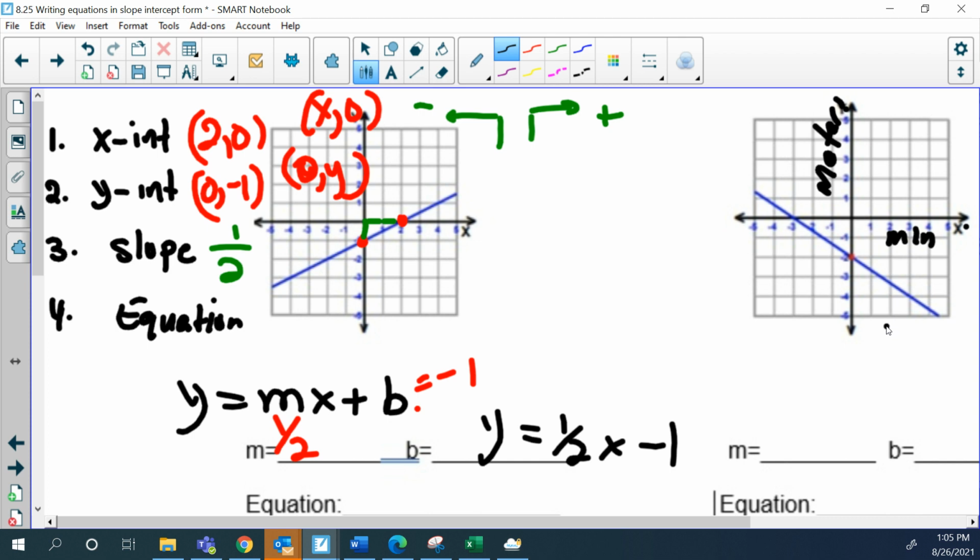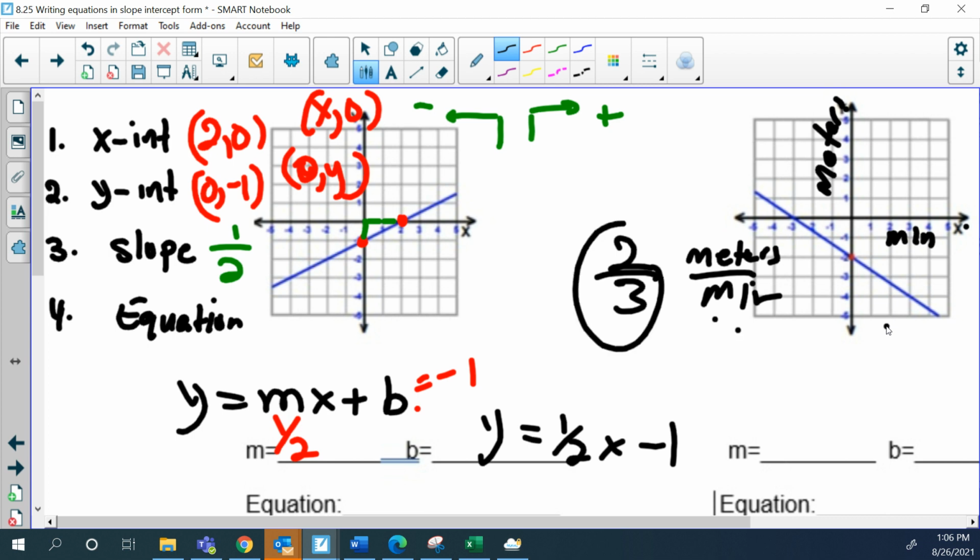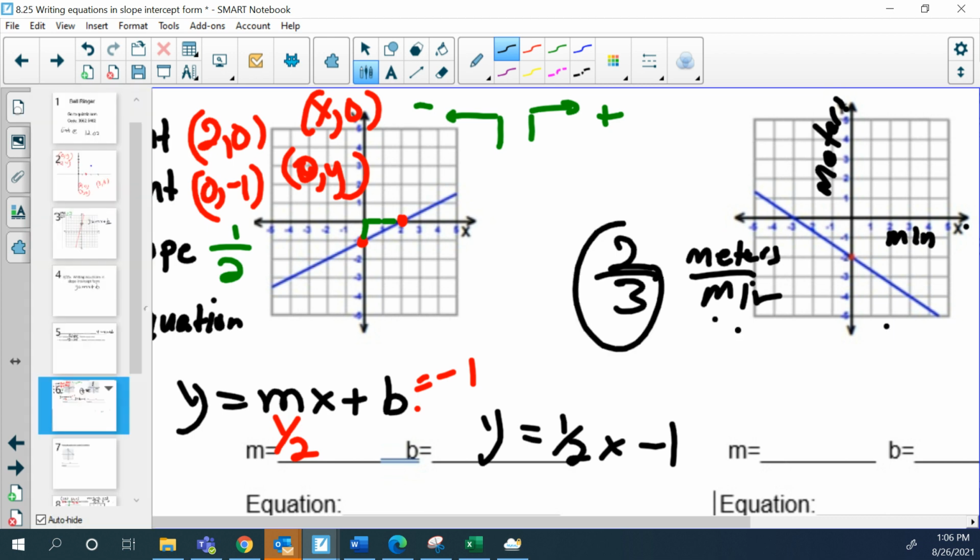And so if I find the slope right here, let's say the slope is 2/3. Now it will be 2/3 meters per minute, meters per minute. And you'll see what I'm talking about in an example. So again, without the units, we have the slope. With the units, we have rate of change. All right, hope I didn't confuse you there. Let's look at some examples.